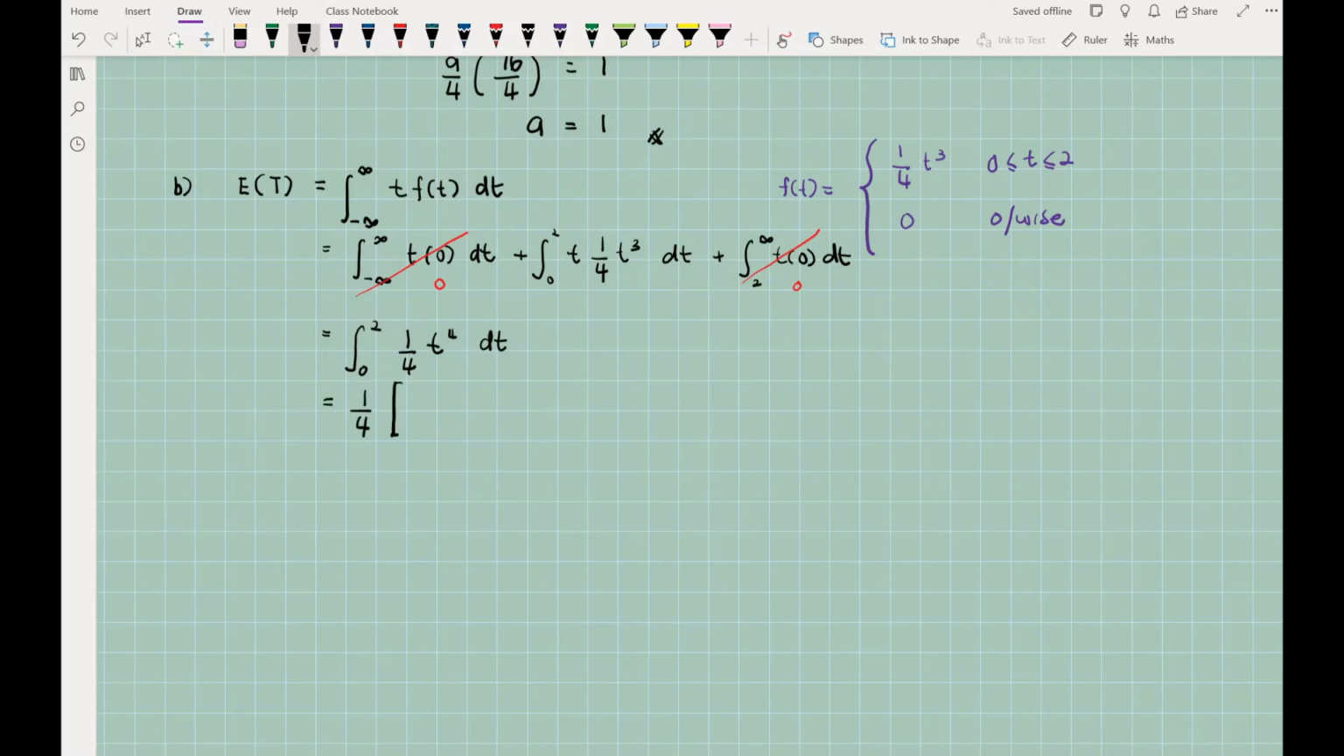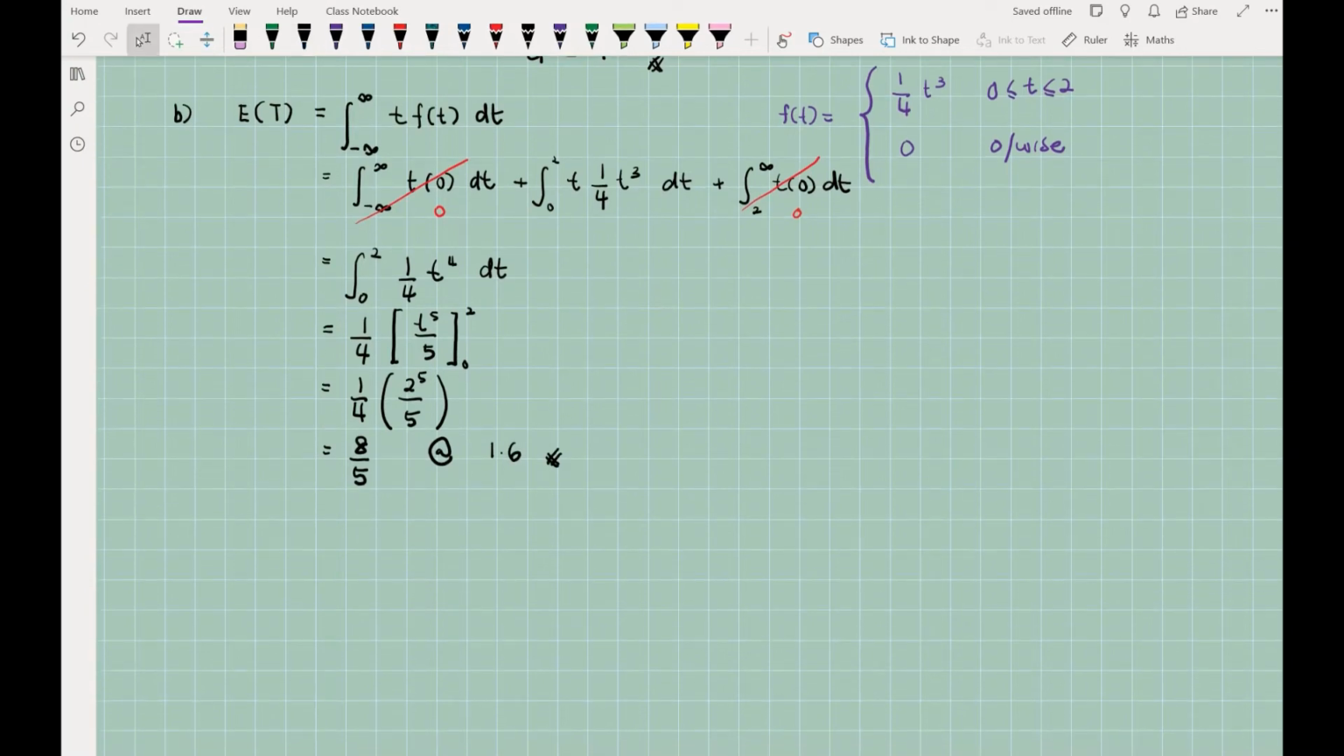And integrating t power of 4 will become t power of 5 over 5. Limit from 0 to 2, and that gives me 1 over 4, in brackets, 2 power of 5 over 5 minus 0. So if you simplify this, this actually gives you 8 over 5, or you can also change to decimal. This is 1.6. So that is done for expected value of t.